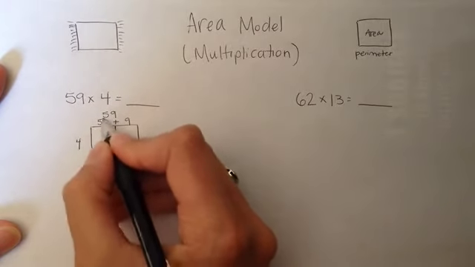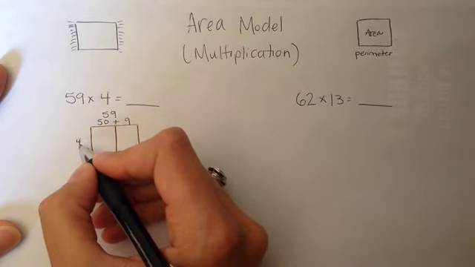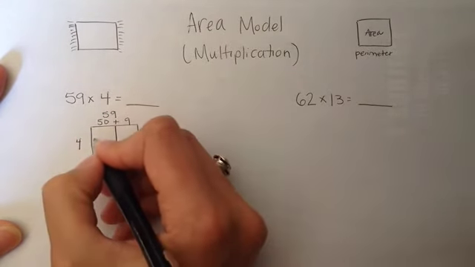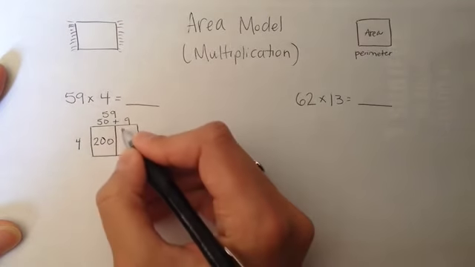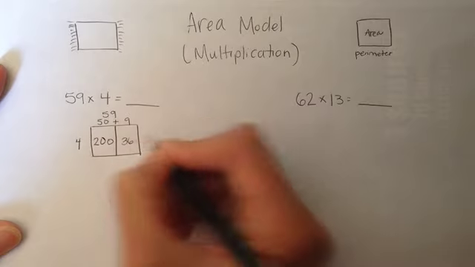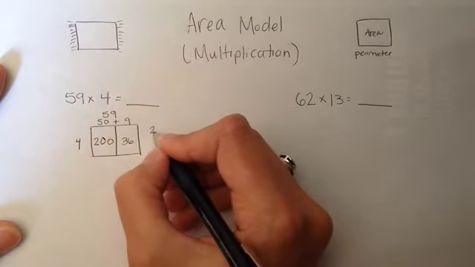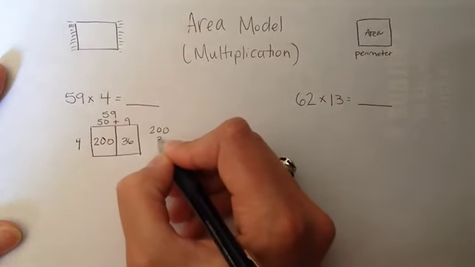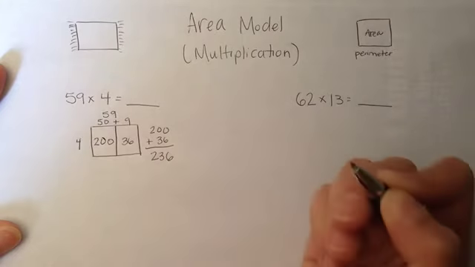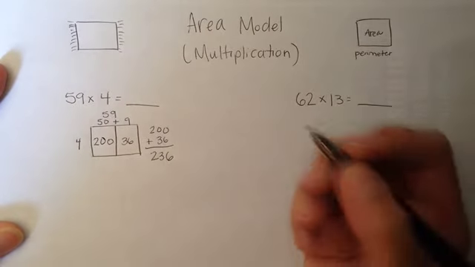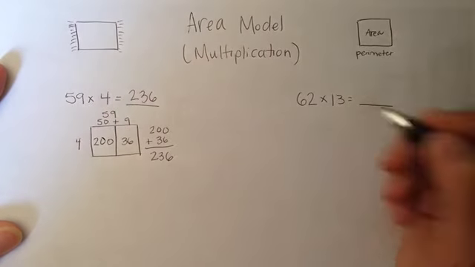So first I'm going to say 4 times 50. With this, what the students do is we say 4 times 5 is 20, and then we add an extra 0, so that is 200, and then we say 4 times 9 is 36. And so my last step here, now I've done my multiplication, I'm just going to add 200 and 36 together, and I get 236. So my product, or my answer for this multiplication problem, is 236.